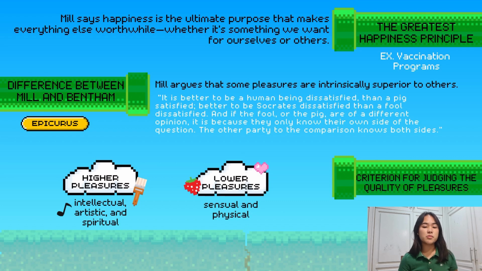Moving on to the difference between Mill and Bentham. Mill is against the purely quantitative treatment of the principle of utility because Mill argues that some pleasures are intrinsically superior to others. Take a look at this passage from Mill.